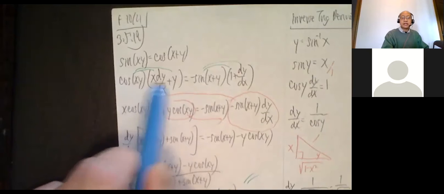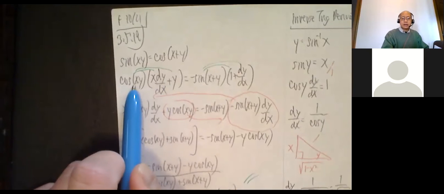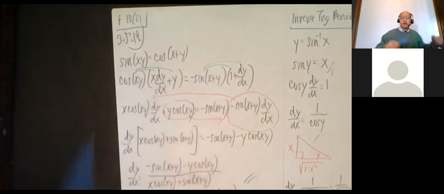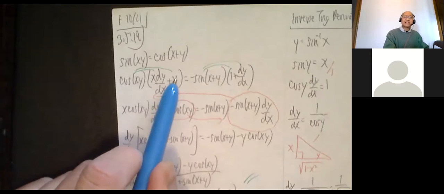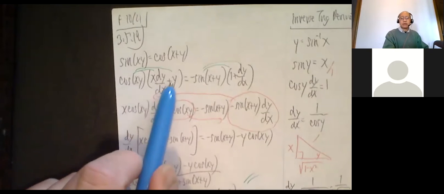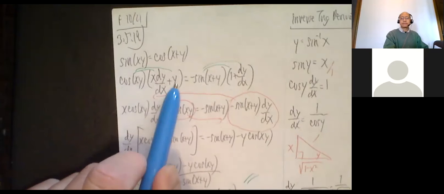Okay, so it's only the y's that need a dy/dx. If there's an x, you don't need it. Because if you want to get really technical, you could say I'm supposed to put dx/dx, but dx/dx is 1. The rate of change of x with respect to x is 1.